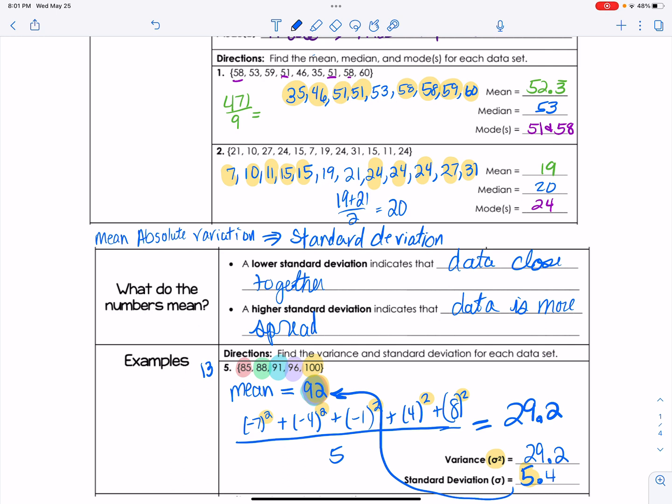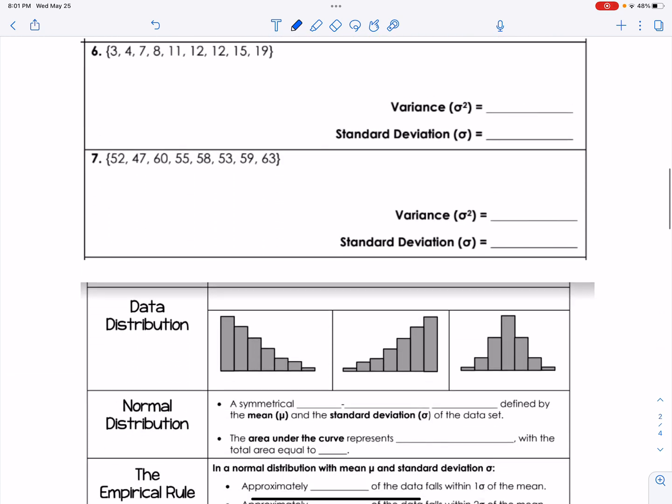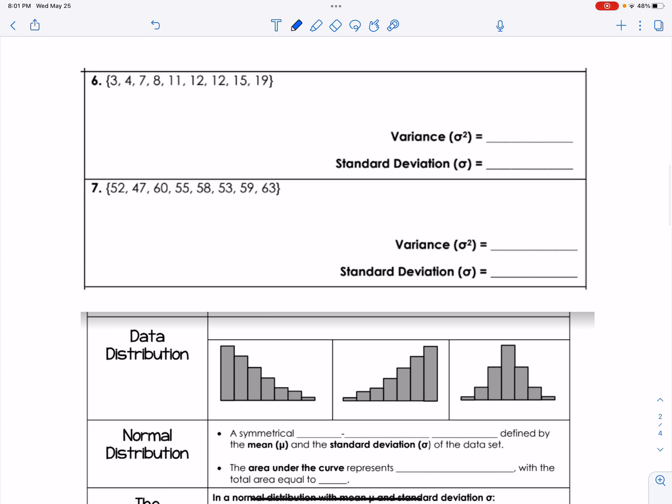Okay, so if we look at the next one, and I can't remember if this is on your thing or not, but we're just going to do this other one. If it's not on your thing, just look at it with me quick. Here's the data, write it down. So what you're going to do is you're going to find the mean. That's the first thing you do.